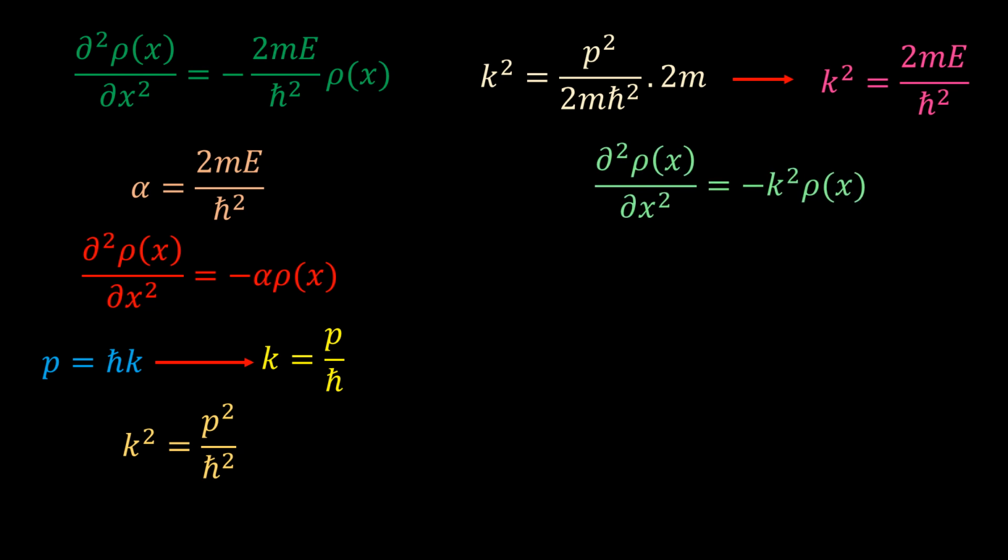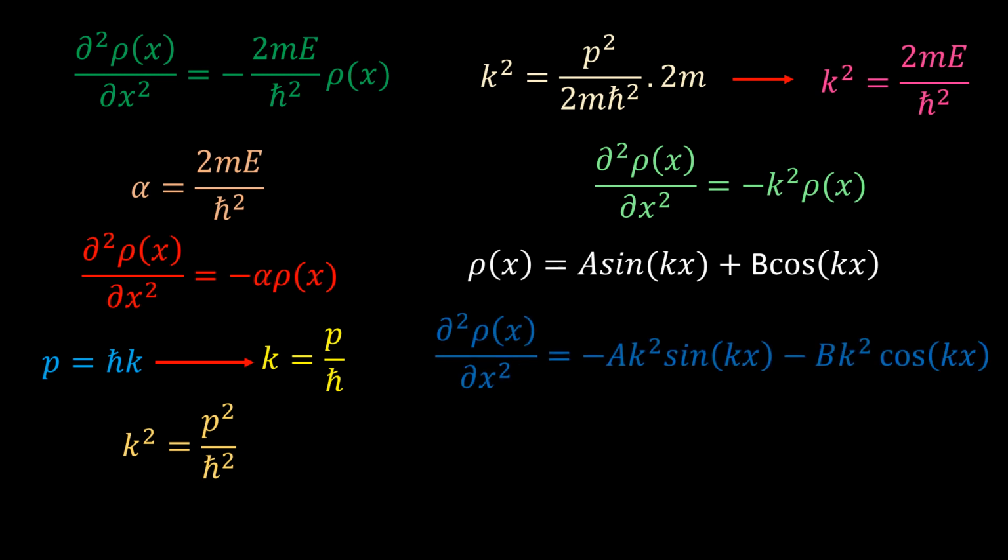The general solution of this equation is of the form a sine kx plus b cosine of kx, where a and b are constants. Differentiating these twice yields this. We can factor out minus k squared, and what is left is the function rho that we started with. So we see that the second derivative of rho is equal to minus k squared rho. This confirms that our proposed form for rho is indeed a solution.